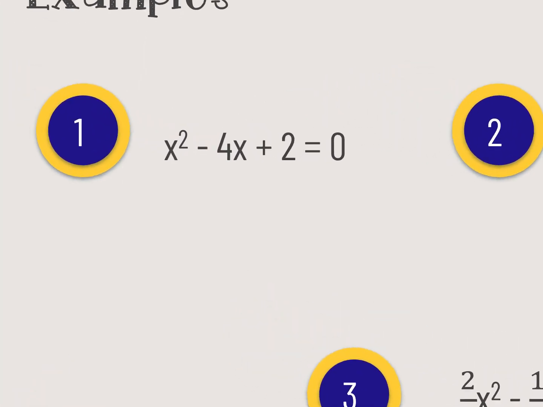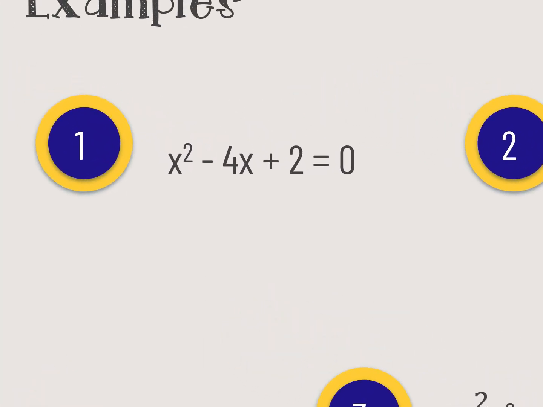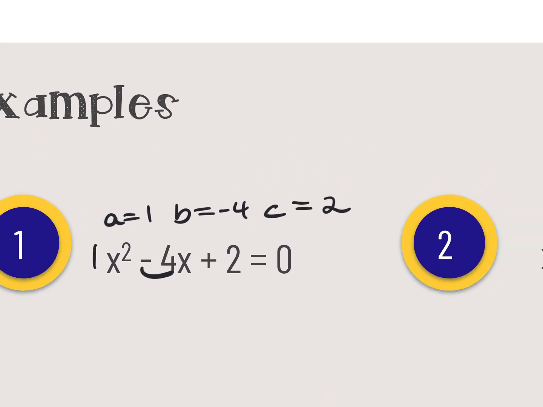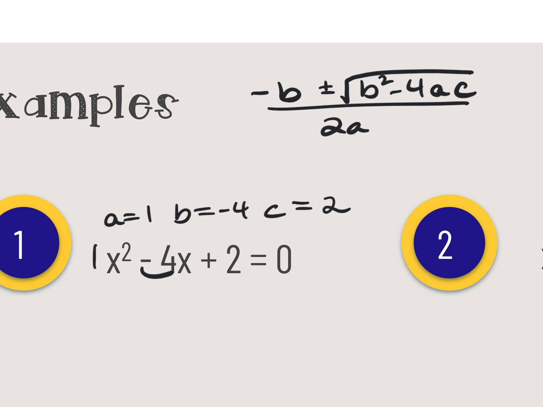So here is my first example. It's already in standard form for me. So I'm going to pull out my A value, which is a 1. My B is the -4, and C is +2. Let me go ahead and write the formula up here. I like to think of this instead of -b, I say the opposite of b, and then plus or minus the square root of b squared minus 4 times a times c, all under the radical, divided by 2 times a.